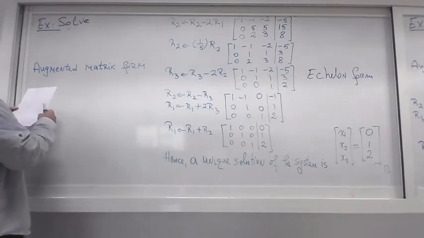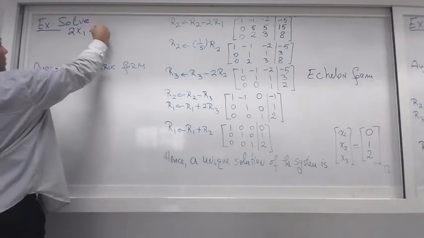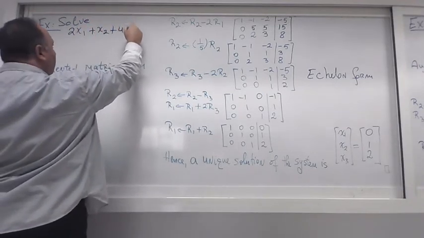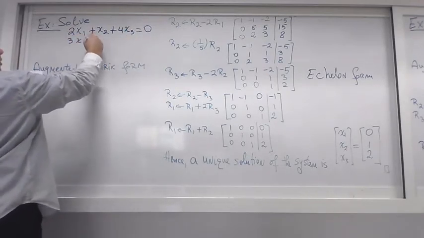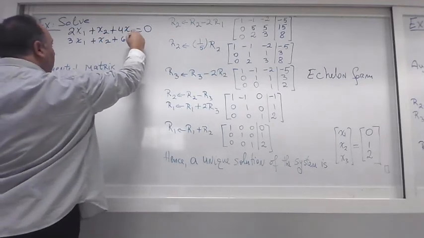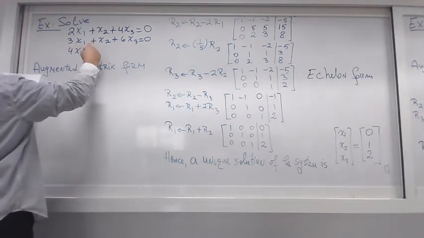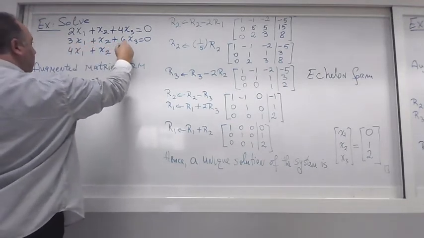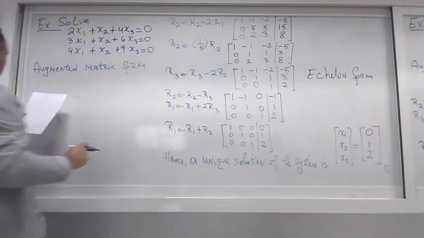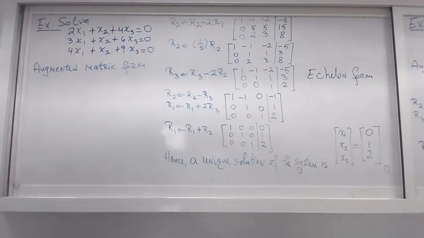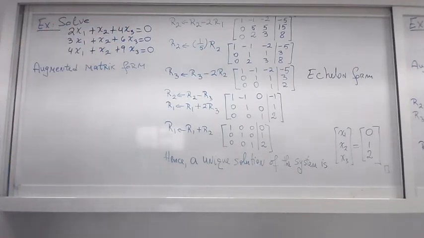So I have a homogeneous system this time. It's just nice. So I have 2x1, x2, 4x3 equals 0. So this is 9. So this system is homogeneous because every single equation in the system is homogeneous.